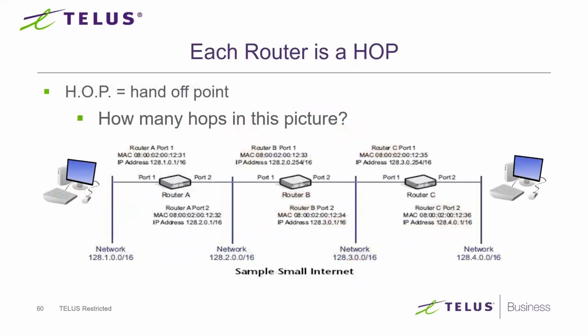In a routing environment, a hop is not actually a jump from point to point. It's actually a handoff point is what hop stands for. And you say, okay, how many hops are in this picture? Really, there's 3. And that data has to get from each point to each point. When you do a ping or a trace route, you'll see this in a trace route. When you do a ping, you'll only see that one connection from the first network on the left, 128.1 to 128.4 on the right-hand side.